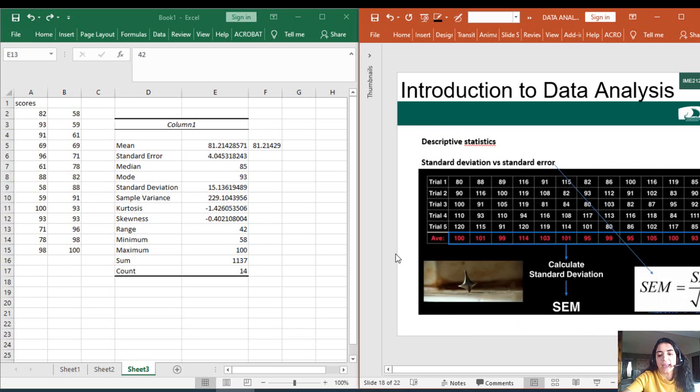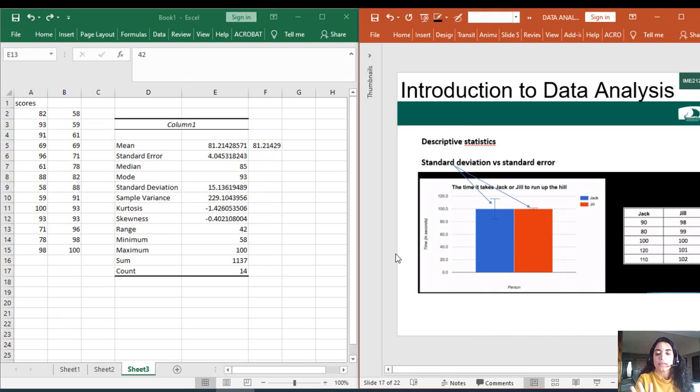Now guys, if I need to take some decision based on the descriptive statistics. Let's say, for example, I have this example where I have to select Jack or Jill to run up the hill. Alright, so I know that Jack has a mean of 100 seconds to run up this hill, and Jill has the same mean, which is also 100. However, Jack has a very large standard deviation, which means Jack can run up this hill with a time of 85, while Jill is almost consistent.